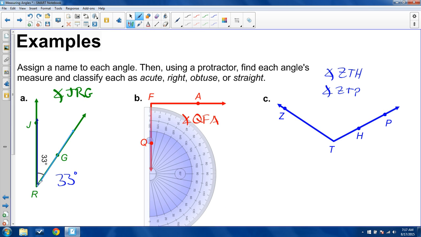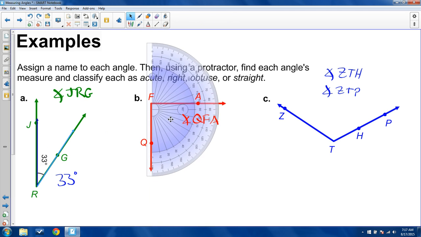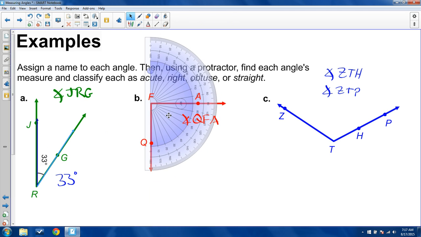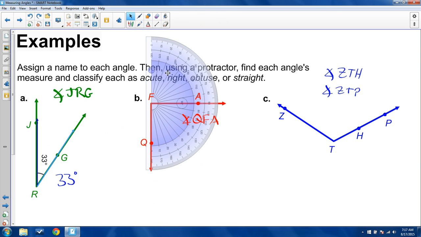Now, it doesn't matter if I went from this way to there or this way to here. That's still a 33-degree turn for angle JRG. Okay, let's check out the next one, angle QFA. Is this 90 degrees? Well, as I line this one up with ray QF, right there, okay, let's check it out. Let's bring that there. Let's bring this here.